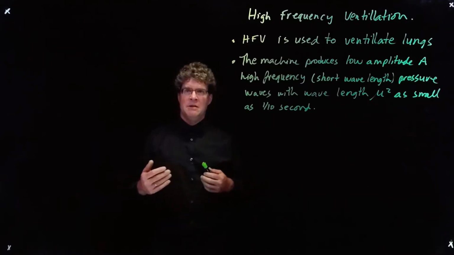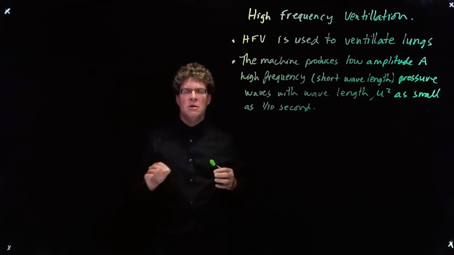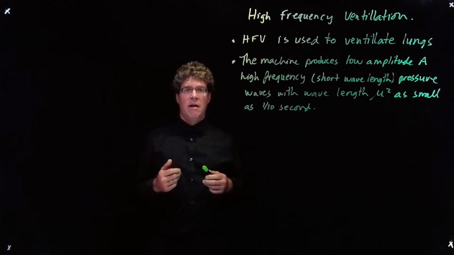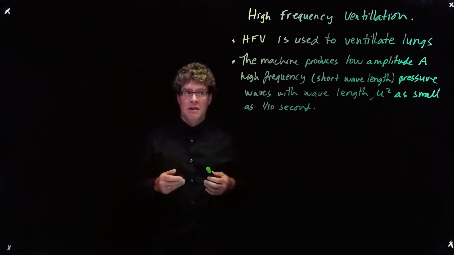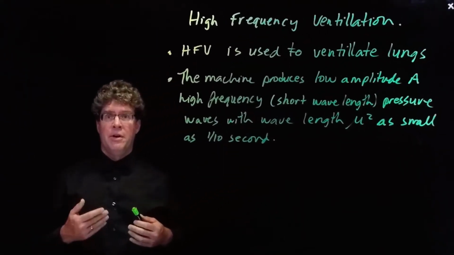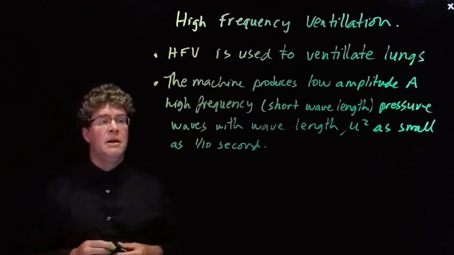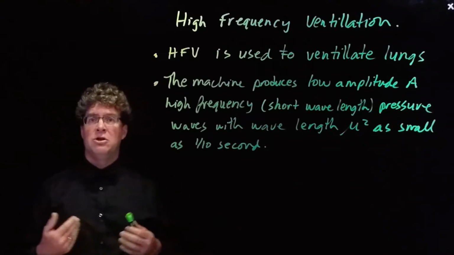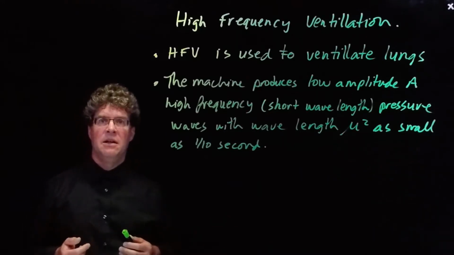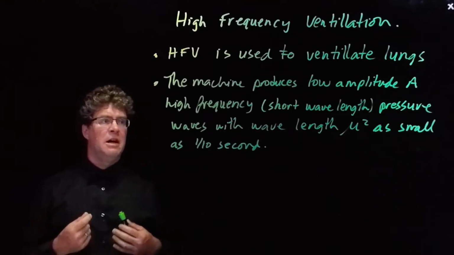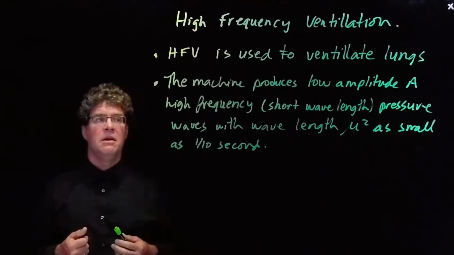And the machine helps gas exchange by producing very low amplitude, high frequency, i.e. short wavelength pressure waves. And this allows for gas exchange in the lungs, even though the frequency is super high. Indeed, the wavelength can be as short as 1/10 of a second. Normally, we just breathe a few times per minute. So 1/10 of a second is super high frequency.